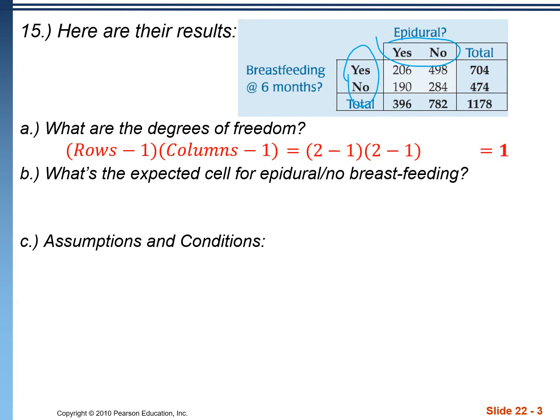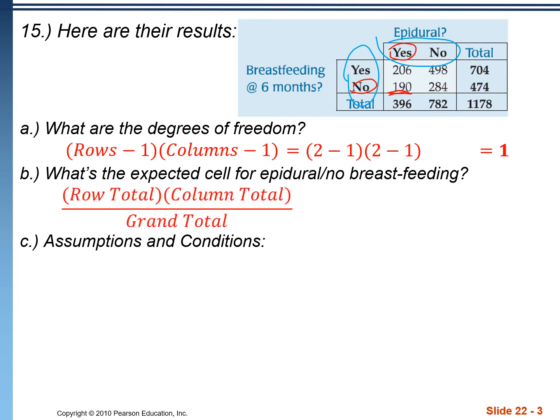What's the expected cell for epidural, no breastfeeding? That's referring to epidural yes, no breastfeeding, so it would be this cell right here, that 190. To figure out what that expected cell is, we take the row total, multiply it by the column total, and divide by the grand total. The row total, I think I have these backwards when I plug them in, is 474. The column total is 396. We multiply those two things together, and then divide by the grand total, 1178.